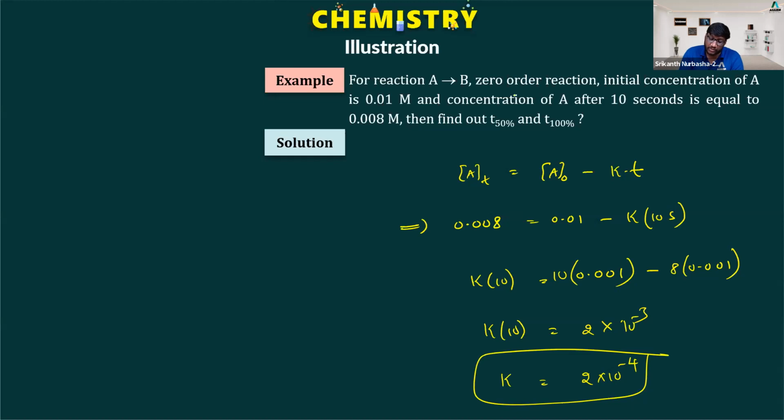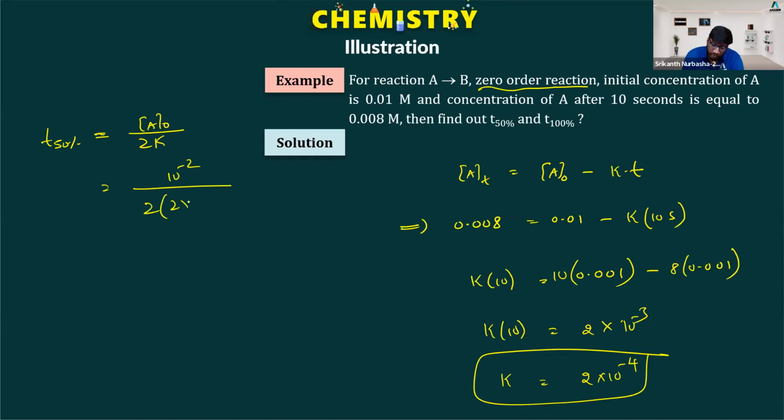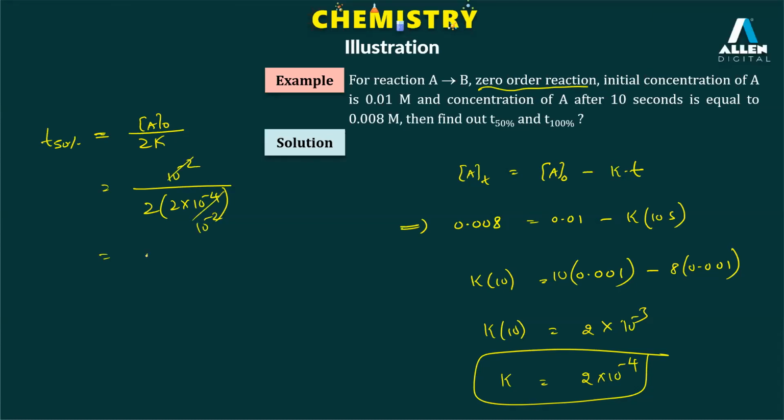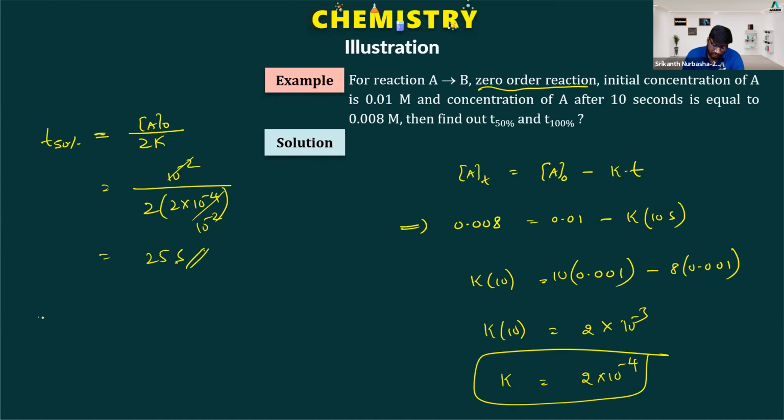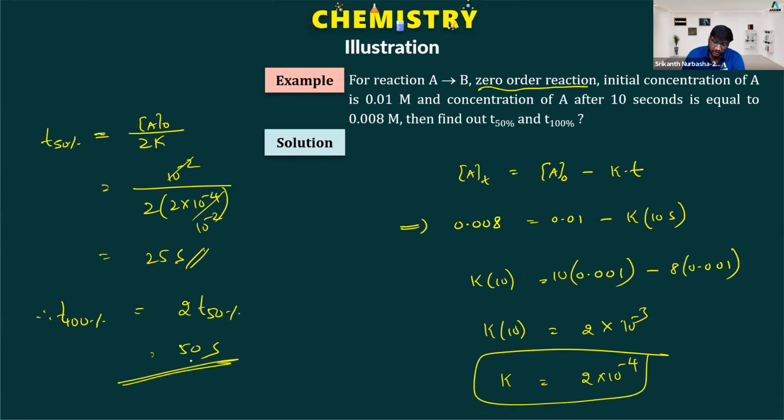Units I am not writing because we all know it is a zero order reaction; you can write down the units. Find T 50%. T 50% is initial concentration divided by 2K. Initial concentration is 10 power minus 2, divided by 2 into 2 into 10 power minus 4. How much is that? 100 by 4, which is 25 seconds. T 100% is 2 times T 50%, that is 50 seconds. In 50 seconds, the reaction is done.